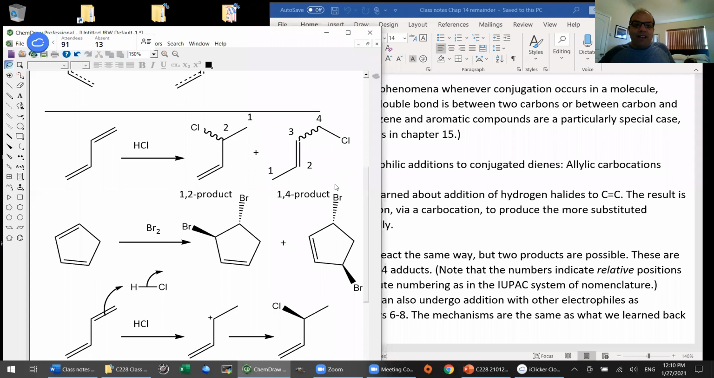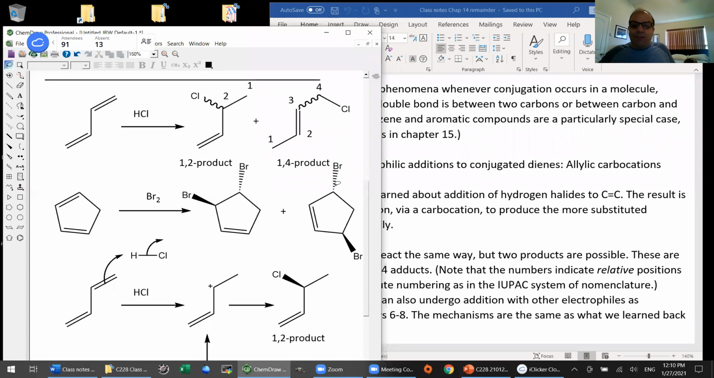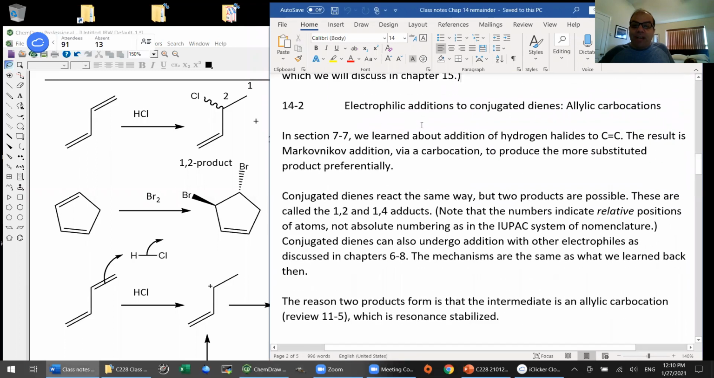And what we find is that, well, first of all, to no one's surprise, I hope, conjugated dienes will undergo the same types of electrophilic additions that we learned way back in chapters 7 and 8. We learned a bunch of reactions in those chapters, and all conjugated dienes will undergo the same reactions.